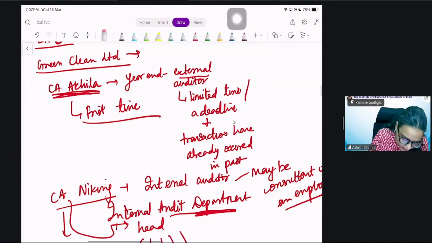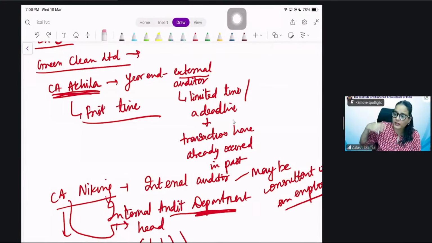Is Nikunj an independent party? First tell me, in the company, is it necessary that Nikunj will have all the code of ethics and independence that applies on Akhila? No. Not necessarily.